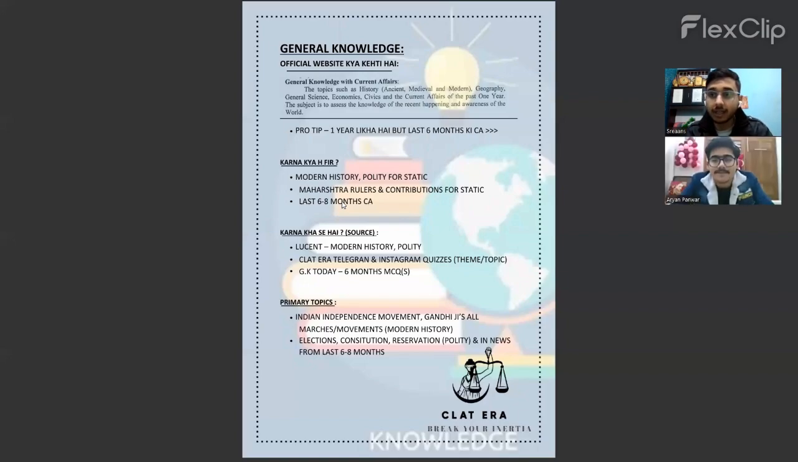Now let's see where to do it from. Just pick Lucent, but do not get burdened seeing Lucent, thinking there is a lot to do. Just pick Lucent or any other good static GK book. If you have your coaching module, then well and good. Then directly move to the modern history and polity themes. You will see that in books the themes are divided in static GK. Cover the modern history and polity themes.